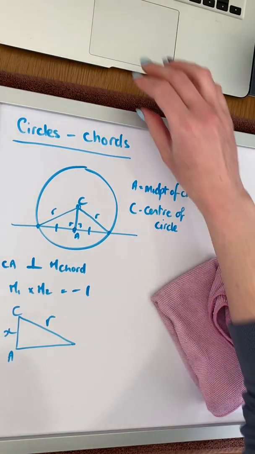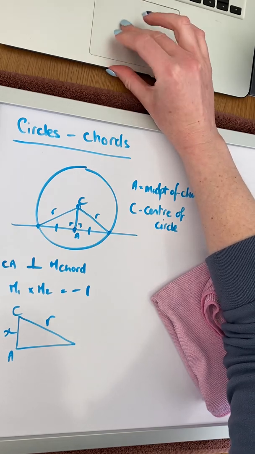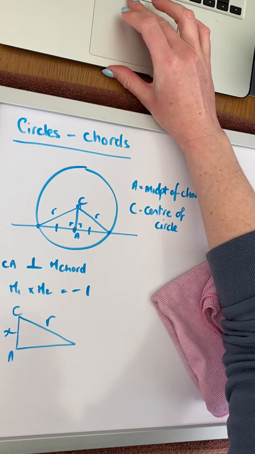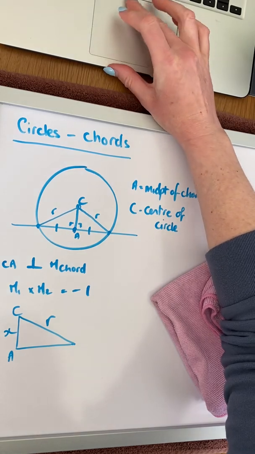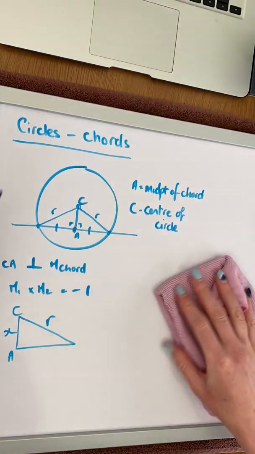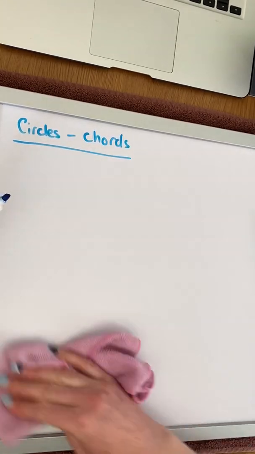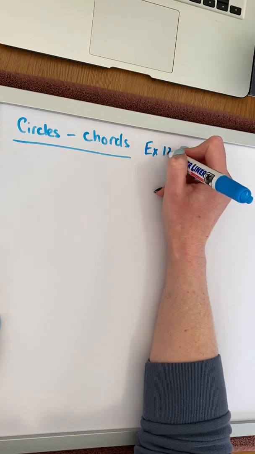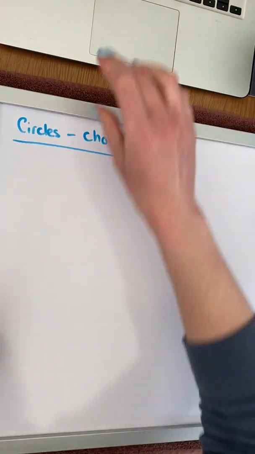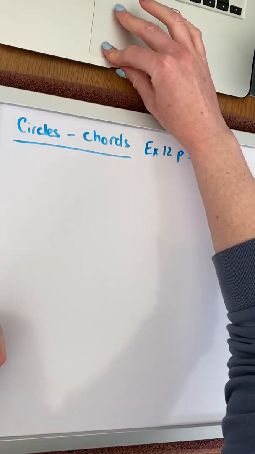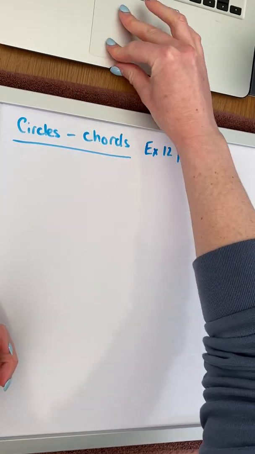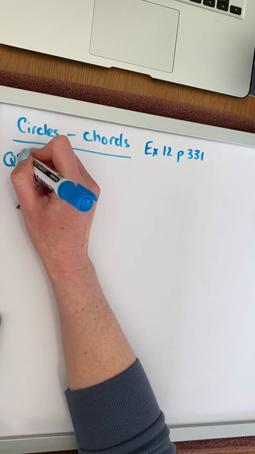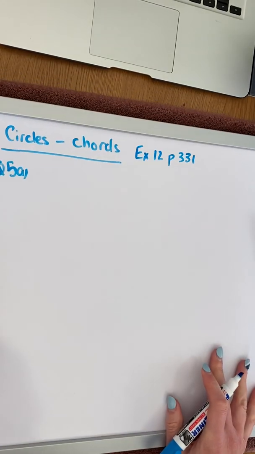So the first question we're going to look at is on page 331. It's exercise 12, and it's question 5, part A. So exercise 12 on page 331. And question 5A is the question we're going to look at first of all.